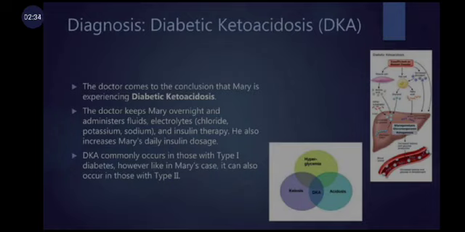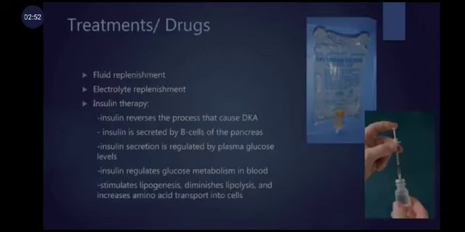The doctor keeps Mary overnight and administers fluids and electrolytes like chloride, potassium, and sodium, along with insulin therapy. It commonly occurs in those with type 1 diabetes. However, like in her case, it can also occur in those with type 2 diabetes. The treatments include fluid replenishment, electrolyte replenishment, and insulin therapy.